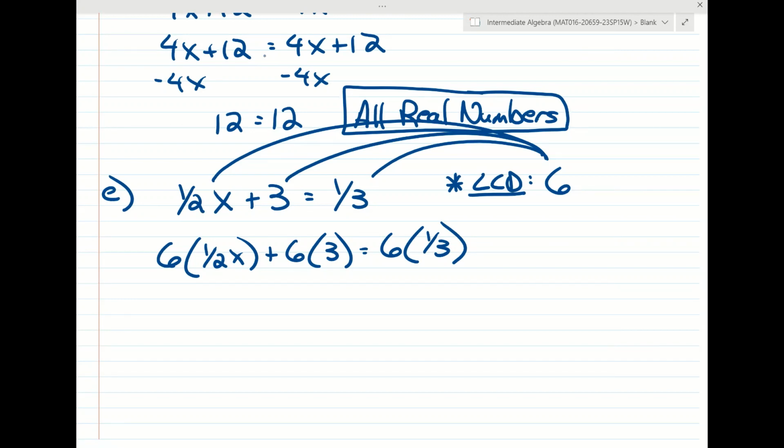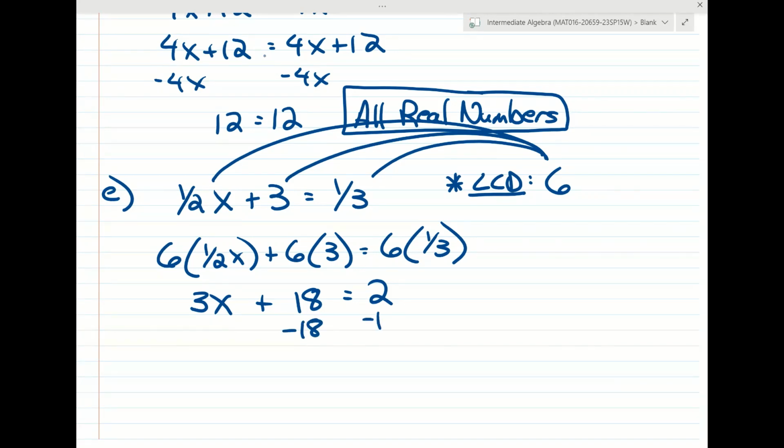Hopefully you could do this in your head. If not, there's no shame in using the $10 calculator on Amazon. But 6 times 1/2 x is just 3x. 6 times 3 is 18. 6 times 1/3 is 2. So obviously that's an easier equation to work with than the initial one.